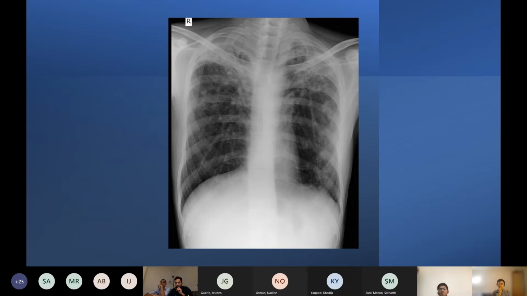So air bronchograms, remember, are cross sections of bronchioles passing through an area of consolidation. So you'll see less lucent bits. Can I convince you that there are air bronchograms in the upper lobes?